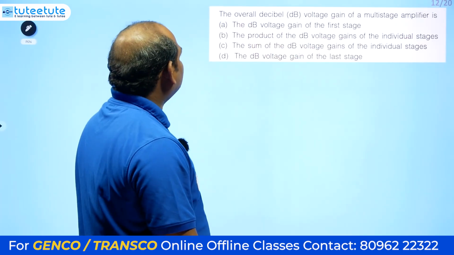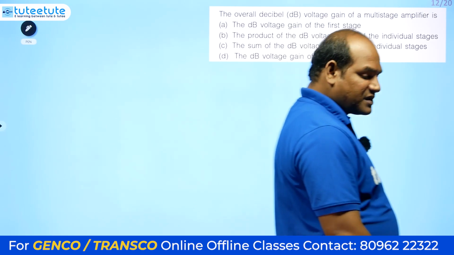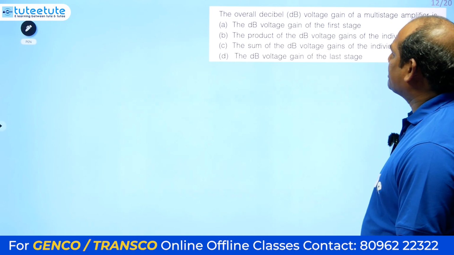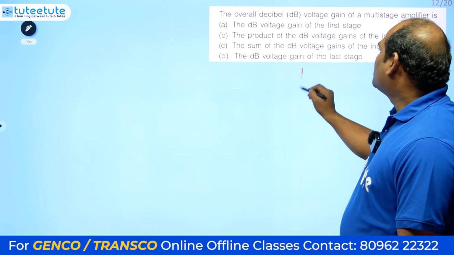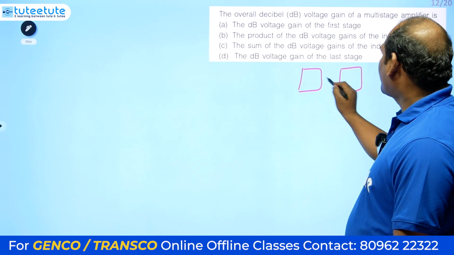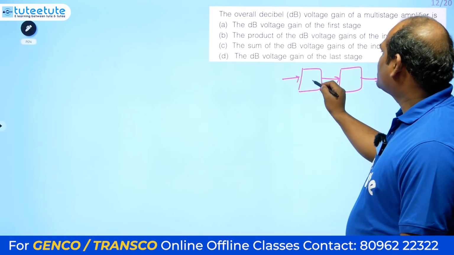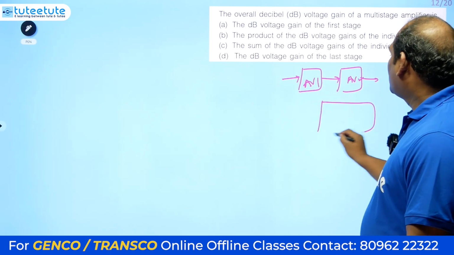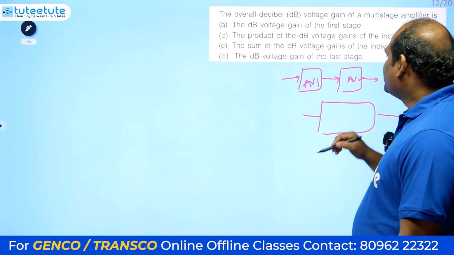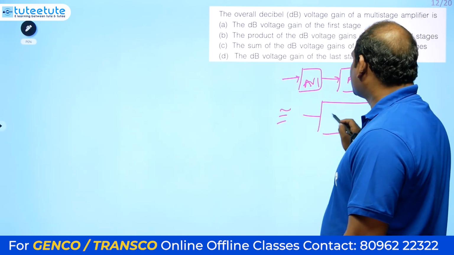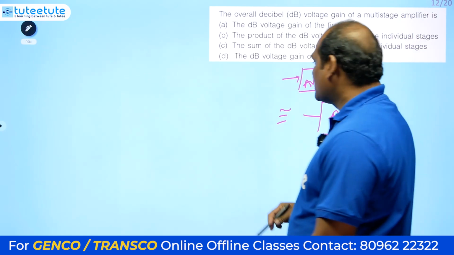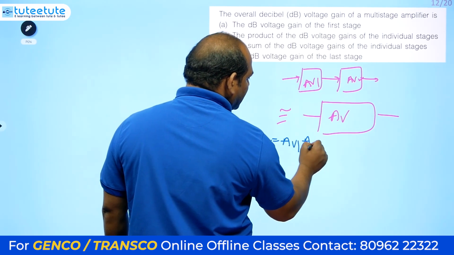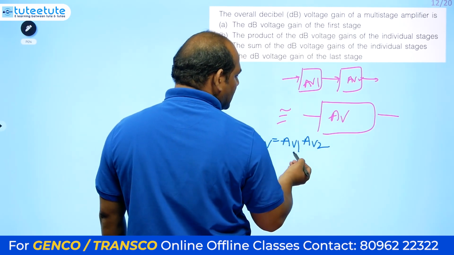Next we will see another question: the overall decibel voltage gain of the multi-stage amplifier is. For example, you have two stages. The first stage voltage gain is AV1, the second stage is AV2, and the total cascaded connection of these two can be taken as a single multi-stage amplifier having voltage gain AV. The relation among all these is AV is equal to AV1 into AV2. So this is given like this.